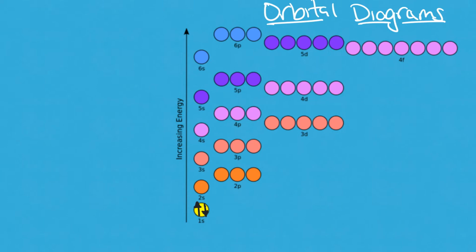Now the last rule that we have to think about is Hund's rule. What Hund's rule is basically stating is that if you have several orbitals within the same sublevel, electrons prefer to be in their own orbital, unless there are more electrons, then they will double up.